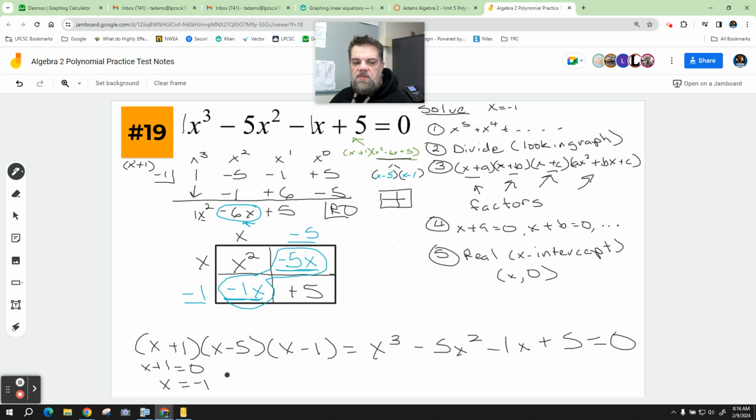What about this one up here? I'm going to have to say x minus 5 equals 0. When I add 5 to both sides, I get x equals 5. That's another solution. Let's put that up here. x equals positive 5. Then I take this last one and I say x minus 1 equals 0. When I add 1 to both sides, I get x equals positive 1.